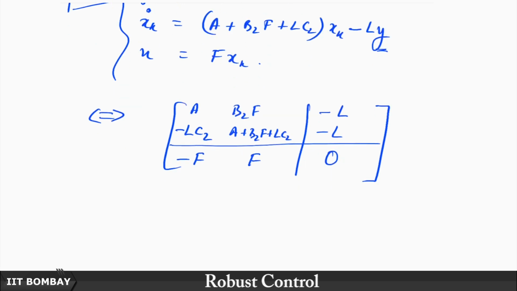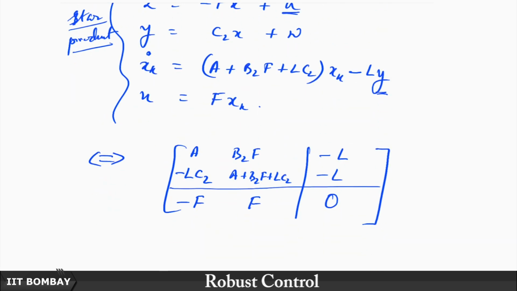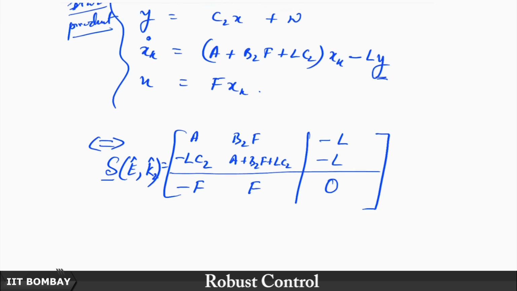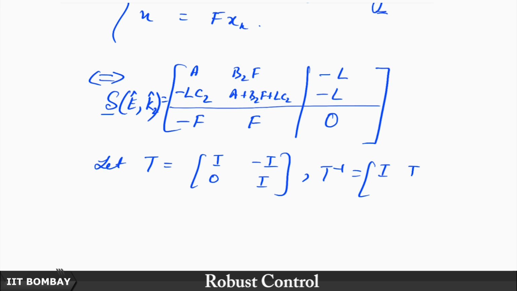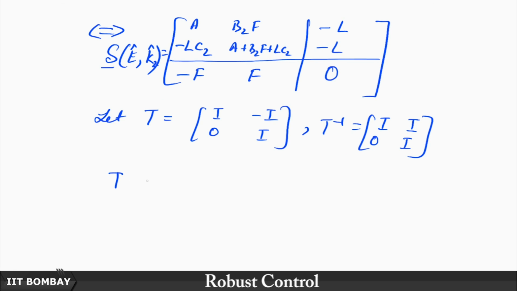Okay. This is the packed matrix notation for this entire star product configuration. So this is basically the star product of E hat and K2 hat in packed matrix notation. Now let T be equal to [I, -I; 0, I], and T inverse is equal to [I, I; 0, I]. Check that T applied to A, B2F, I am applying this transformation on the star product.